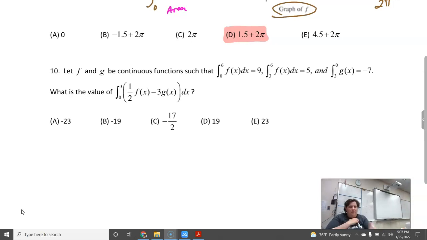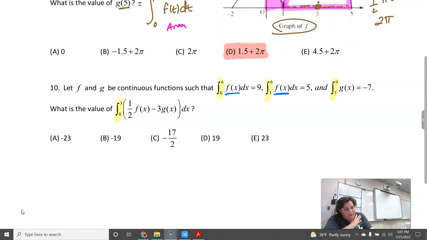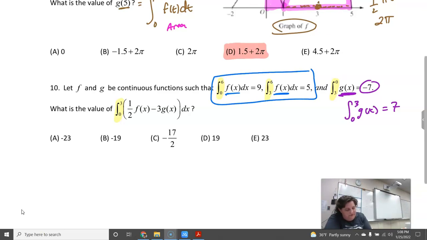Okay, nice. Okay, now we have one of these property questions. Now, the thing that it's asking me to do is it's asking me to go 0 to 3. Okay, look, I have a 0 to 6 and a 3 to 6 for f. And I have a 3 to 0, oops, sorry about that, for g. Okay, so let's do g first, it's easier. I can flip that. And instead of -7, what does that change to? +7. So I'm chilling with that. Okay, so now I got to go over to f, and I got to kind of use both of these to figure out what 0 to 3 is.